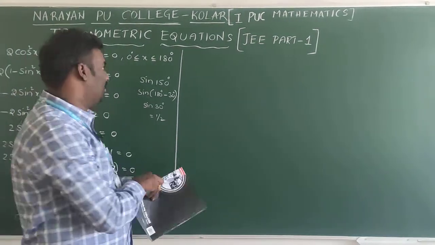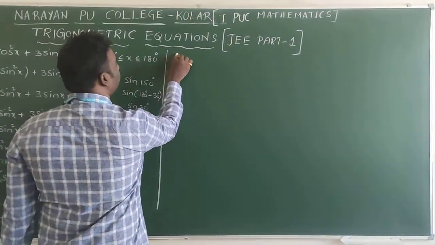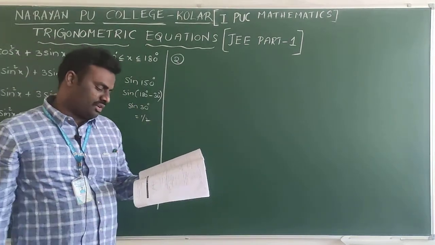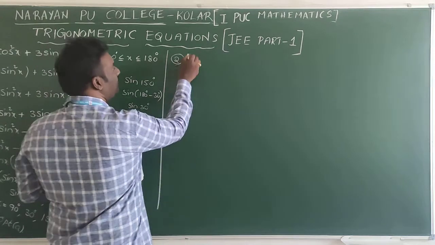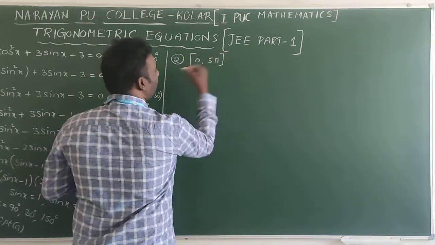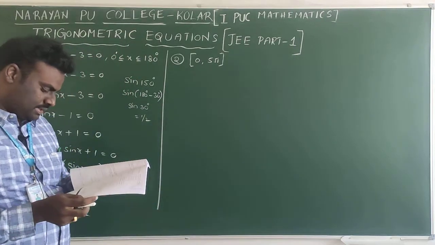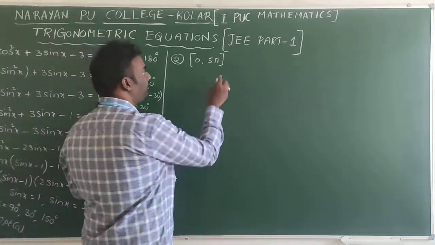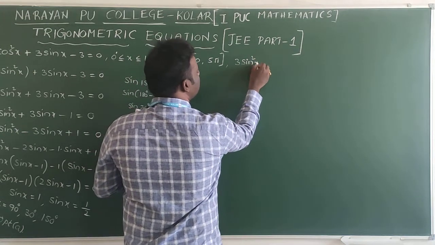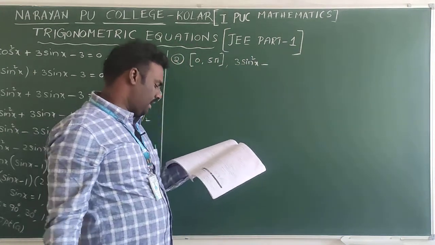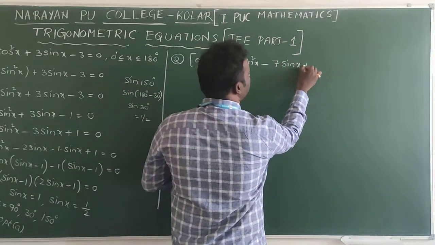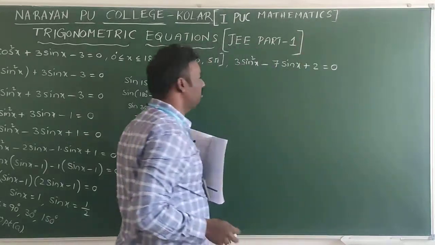Next, I will go with question number 2. In second question, the number of values of x in the interval closed bracket 0 comma pi, satisfying the equation 3 sin square x minus 7 sin x plus 2 is equal to 0.